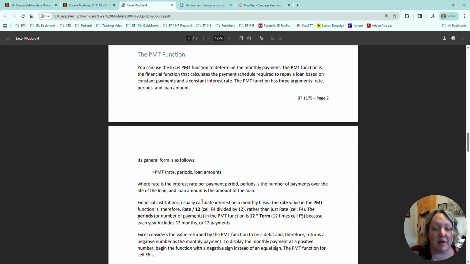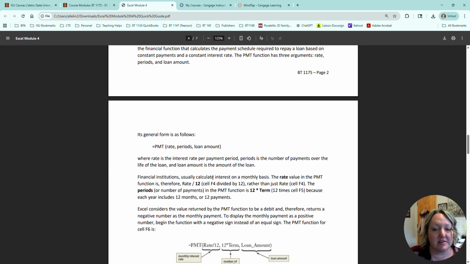We are going to learn about the payment function. So if you take Sarah's financial math class, she's going to talk about the payment function. And the payment function is the rate, the number of periods, and the amount of the loan. There's a formula that you would do in a math class. In Excel, it's in a function, so you have to tell it what the rate is, the number of periods in the loan, and then the loan amount, and it'll calculate the payment for you automatically.